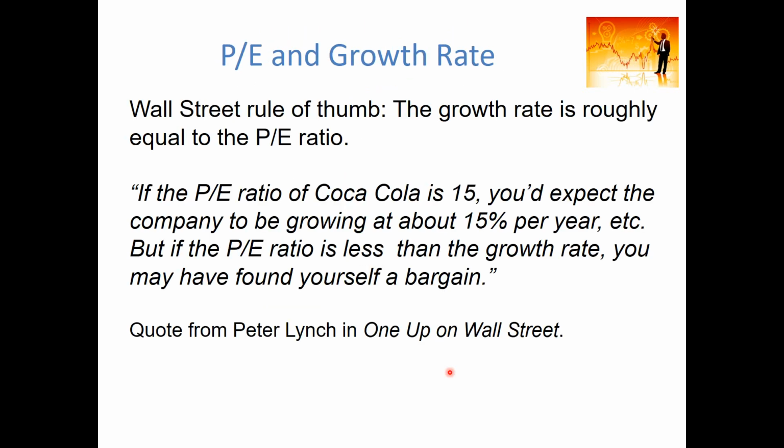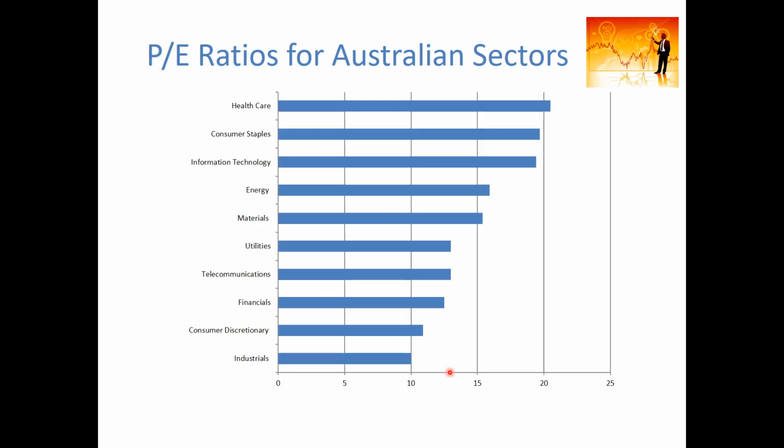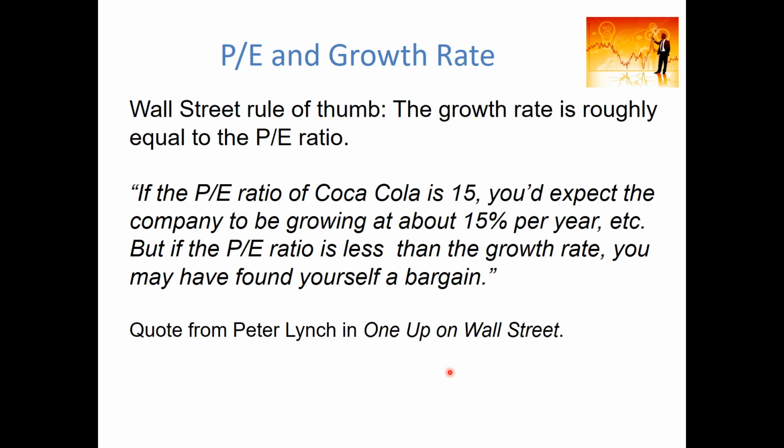Now, the key in terms of estimating any form of growth is always getting an accurate estimate of the growth rate of the firm that we spoke about before, or to use what's known as the Wall Street rule of thumb. This rule identifies that the growth rate is roughly equal to the price earnings ratio of the firm. For example, if the PE ratio of Coca-Cola is 15, you would expect the company to be growing at about 15% per year.